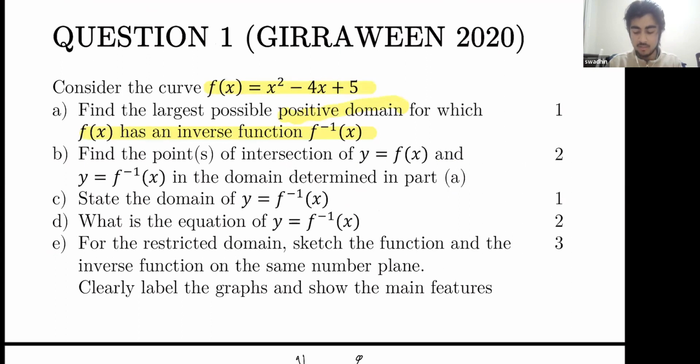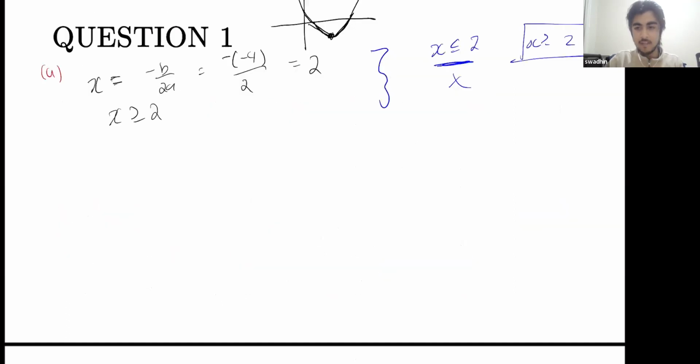Now, part B asks, find the point of intersection of this graph and y is equal to f inverse x. All right, the long method would be to find f inverse x using all that y is equal to x process and all that algebra, and then solve for x and y, which is going to be hard because you have 2 unknown variables. So we don't do that method. We actually intersect the original graph, x squared minus 4x plus 5, with the line y is equal to x. So x squared minus 4x plus 5 is equal to x. That'll give you where the graphs intersect. So just move the x over and then solve for x using the quadratic formula.